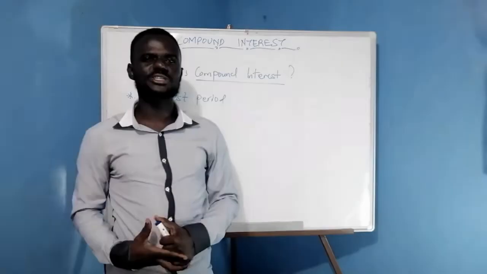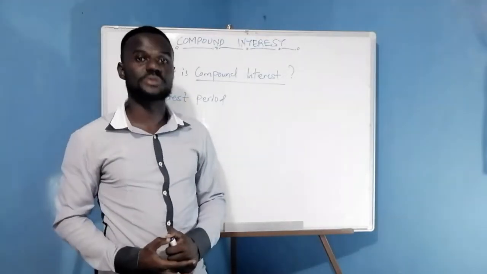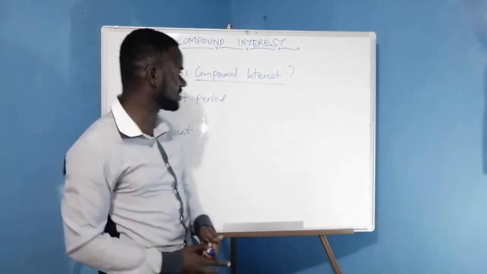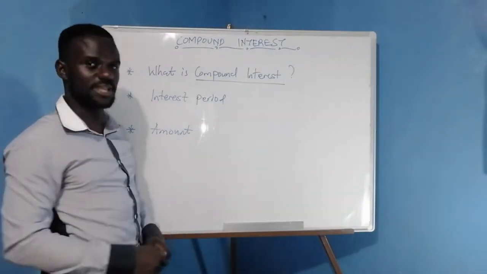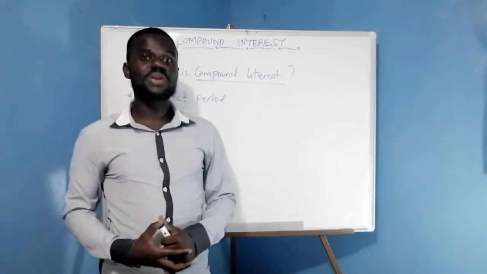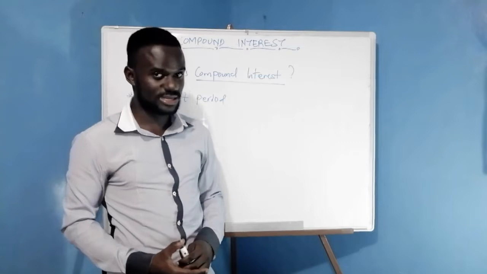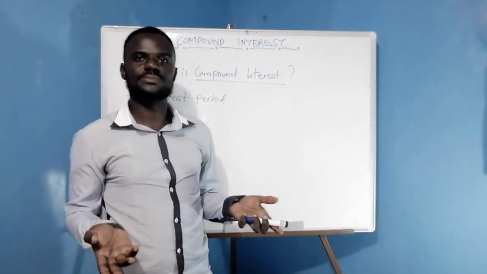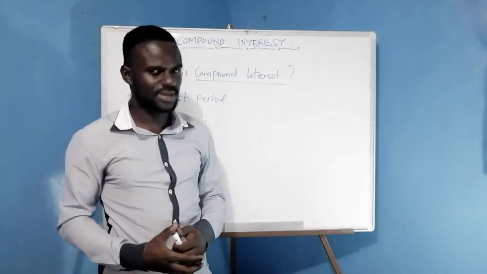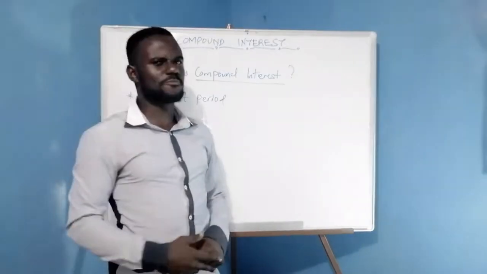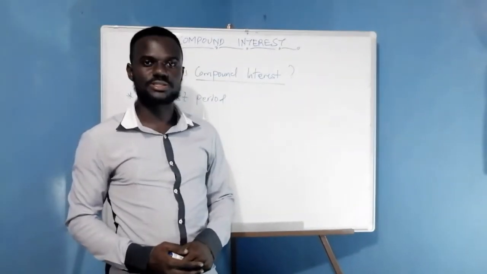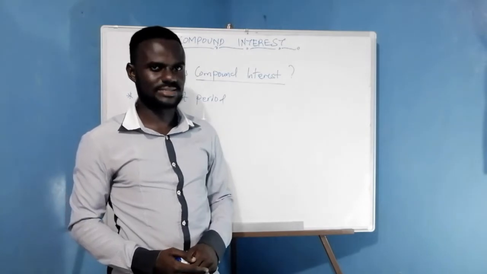The period after which interest is compounded to the principal, we refer to it as the interest period. Compound interest may be calculated annually, semi-annually, quarterly, or even monthly, depending on the question that you will encounter. The sum of principal and the compound interest, we refer to that as an amount.